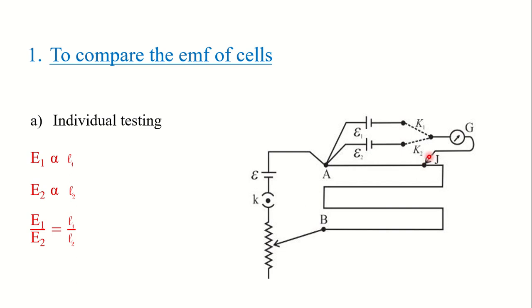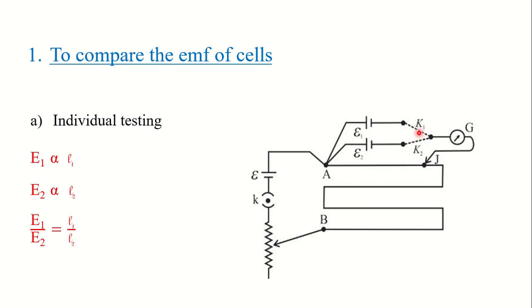In the previous slide, I mentioned the slider. Now, here in the circuit, you can close the key K1 or you can close the key K2. First, we will close the key K1. That means the cell E1 is connected in the circuit. After closing the key K1 and keeping the key K2 open, only cell E1 is connected in the circuit.